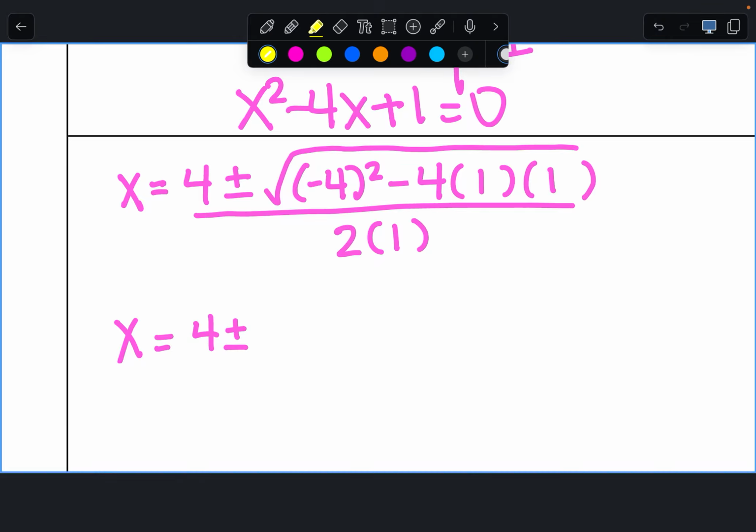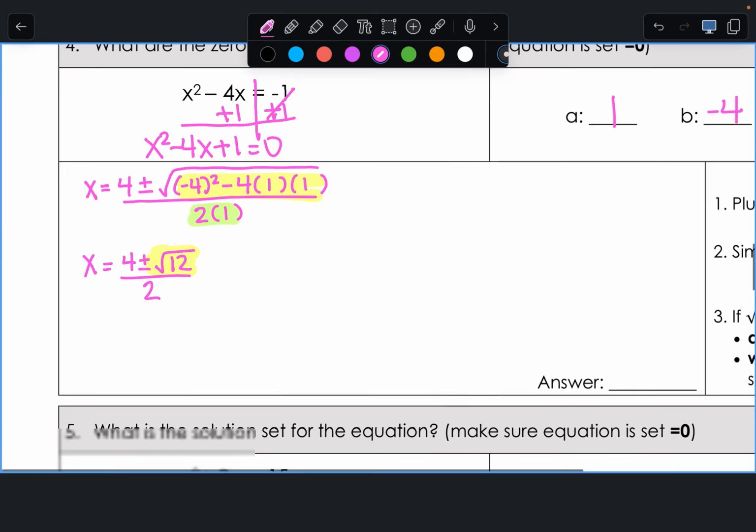All right. Everything under the square root goes in the calculator. -4 squared minus 4 times 1 times 1. You get 12. And then at the bottom, 2 times 1 is 2. Now, take the square root of 12. What do you get? You get a decimal. So what happens? That is your final answer.